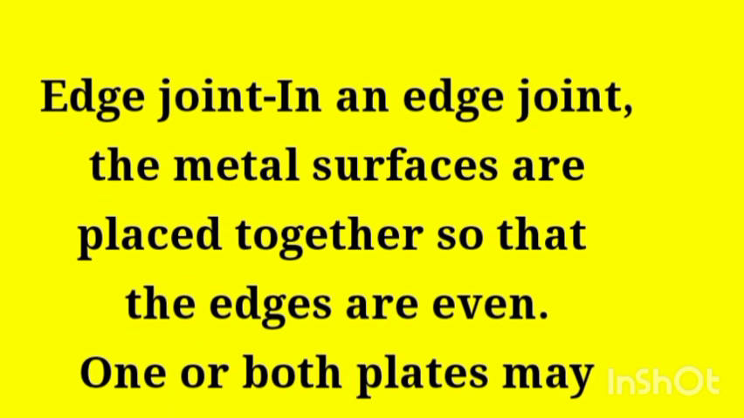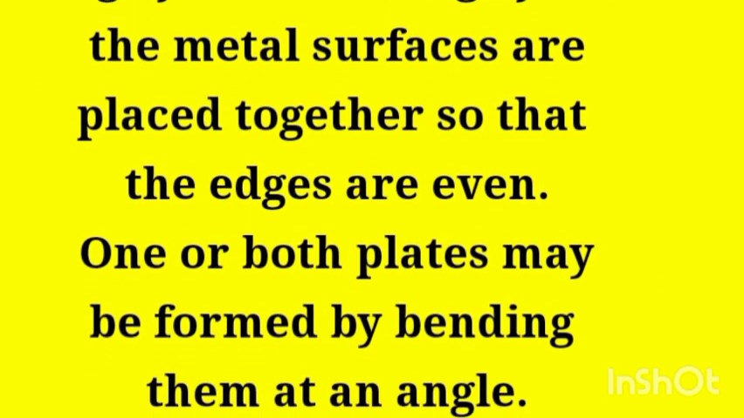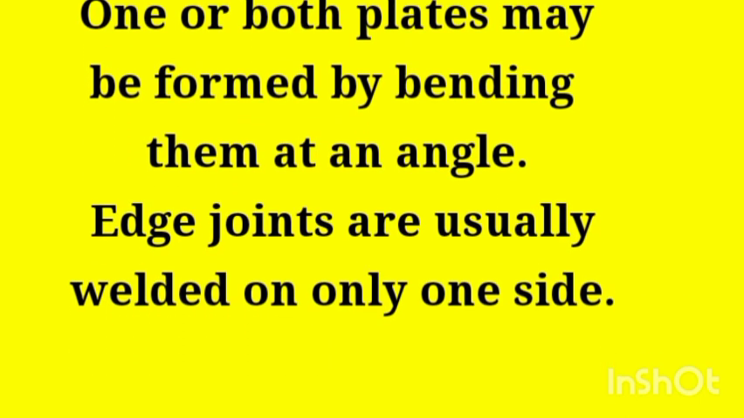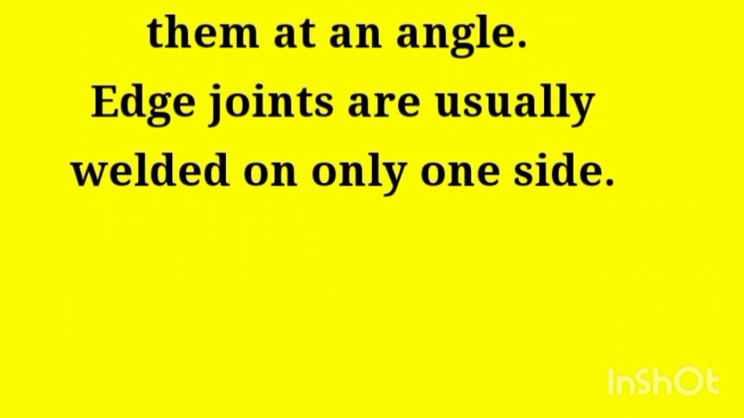Edge joint. In an edge joint, the metal surfaces are placed together so that the edges are even. One or both plates may be formed by bending them at an angle. Edge joints are usually welded on only one side.